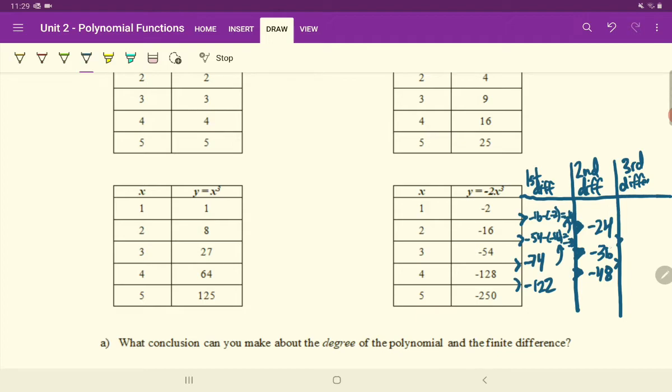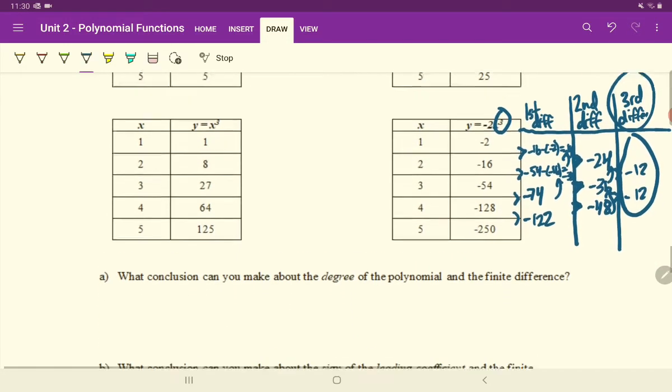So let's go -36 minus -24, which is -36 plus 24, which is -12. Okay, and then -48 minus negative 36, which is negative 48 plus 36, okay, again, equals negative 12. And there you have it, constant third differences for a cubic function.